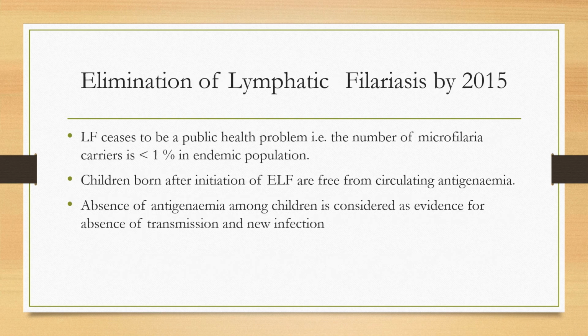So what are the criteria for lymphatic filariasis elimination? Lymphatic filariasis ceases to be a public health problem when the number of microfilaria carriers is less than 1% in the endemic population. The other is that children born after initiation of elimination of lymphatic filariasis are free from circulating antigenemia. There is no circulating microfilaria antigen found in the blood of children. So absence of antigenemia among children is considered as evidence for absence of transmission and new infection.